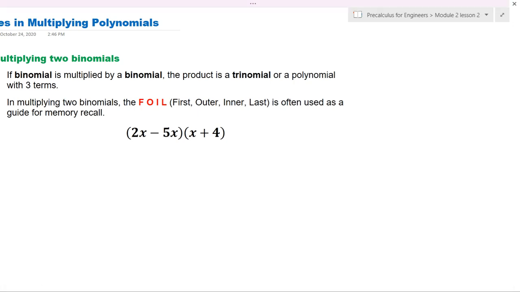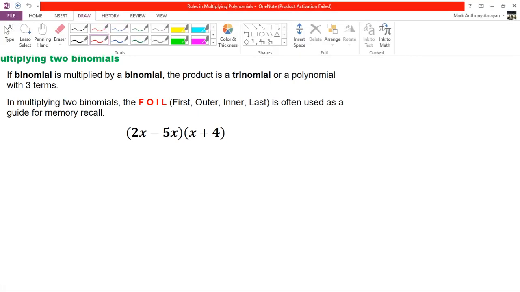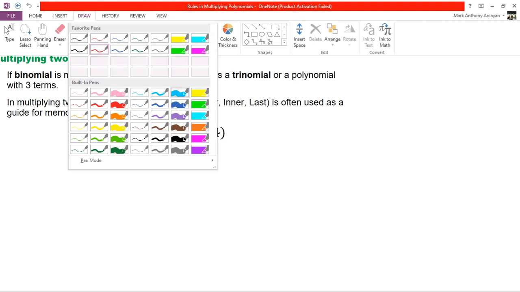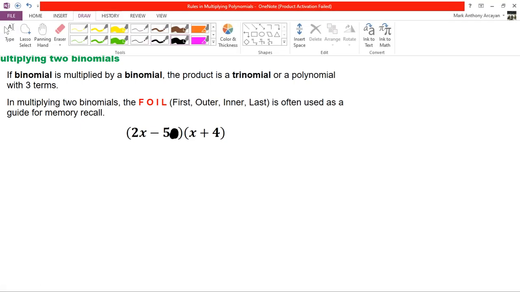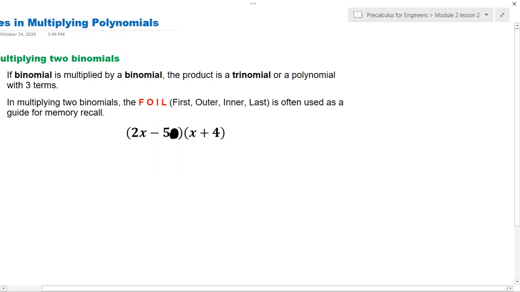I'm so sorry. Ano pala to siya? 5 lang ito. So, hindi kasali yung x dito. So, this is just 2x minus 5 times x plus 4. So, balik tayo. Again, we write the first term here. Then, second term. Third term.